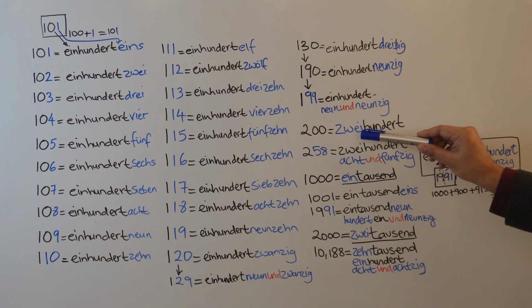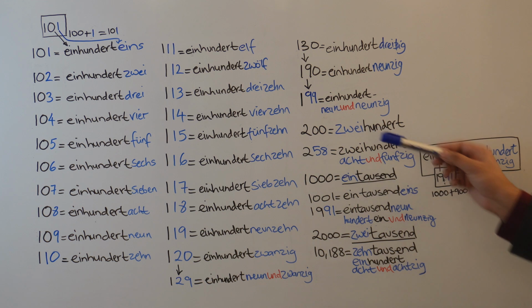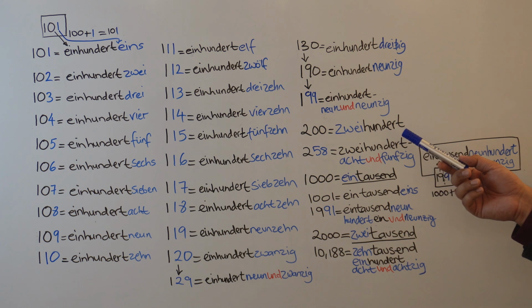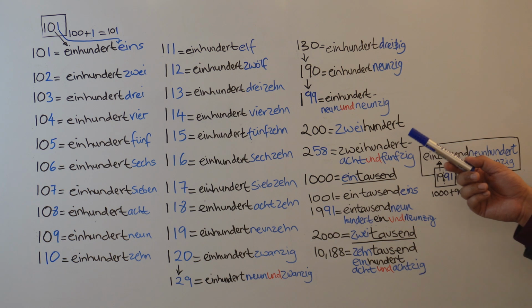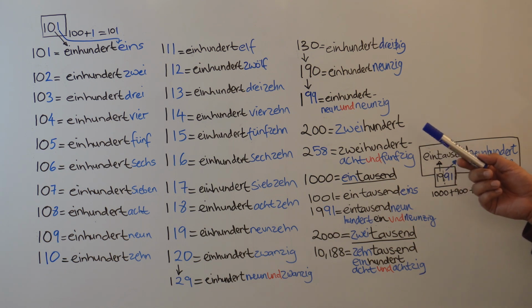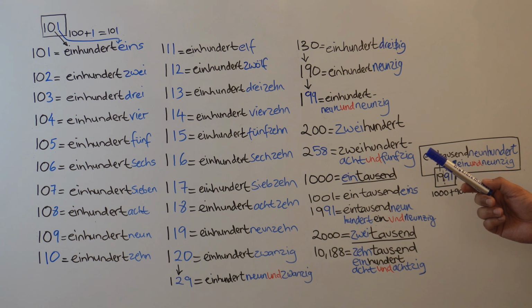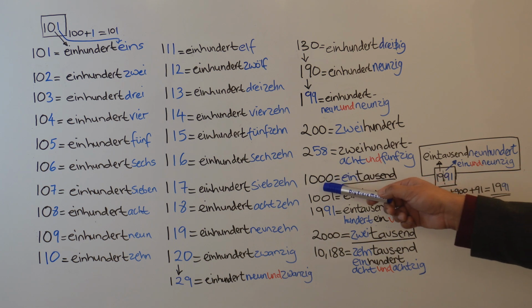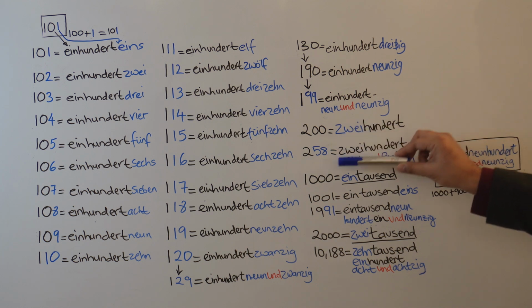So that's why you are obliged to say only zweihundert. And then for 300, you will say dreihundert. For 400, vierhundert. For 500, fünfhundert. For 600, sechshundert. For 700, siebenhundert. For 800, achthundert. For 900, neunhundert. And then you reach 1000, tausend.